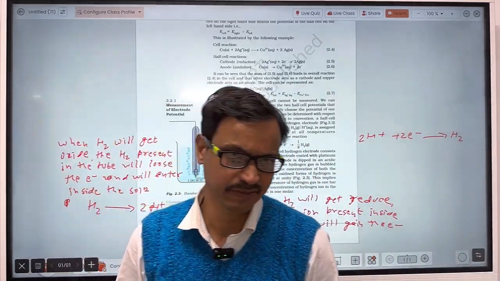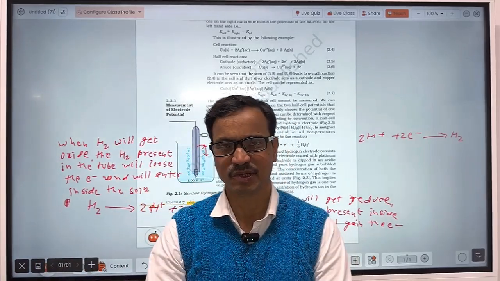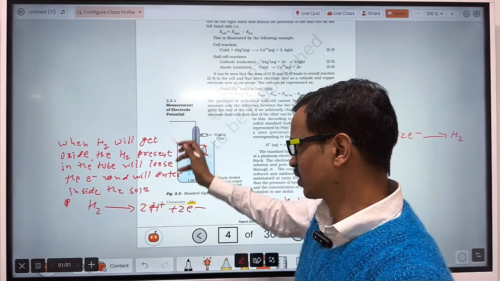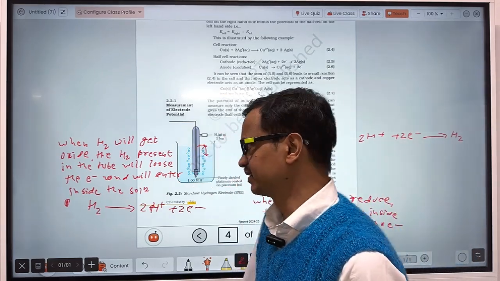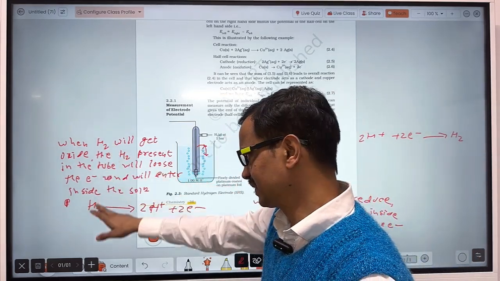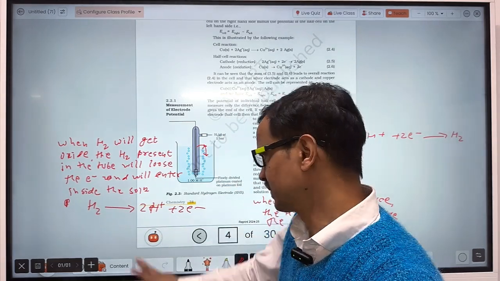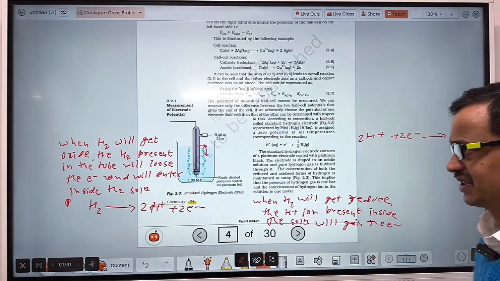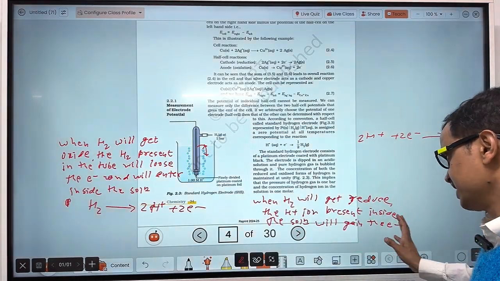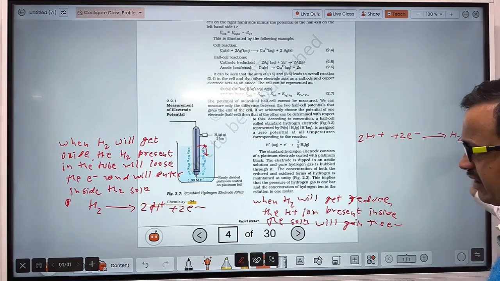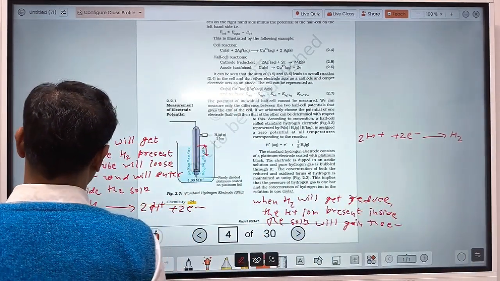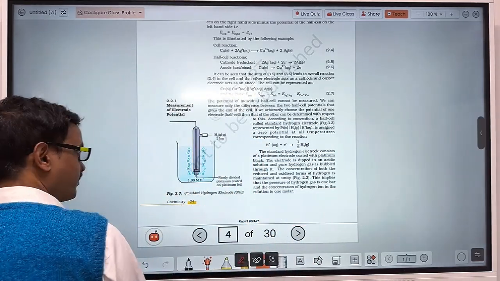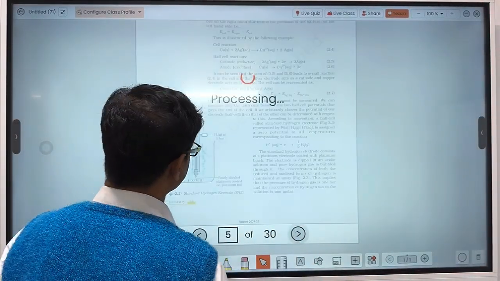A 2 marks question usually asks, write about the hydrogen electrode. So to get 2 marks, first you will have to draw this diagram and then write: when hydrogen gets oxidized, H2 will convert into 2 moles of H+ ion and 2 electrons. And when hydrogen gets reduced, the H+ ion present inside the solution will gain the electron, and that will be the reaction. Okay? Very simple it is. Now, that was about the standard electrode potential.